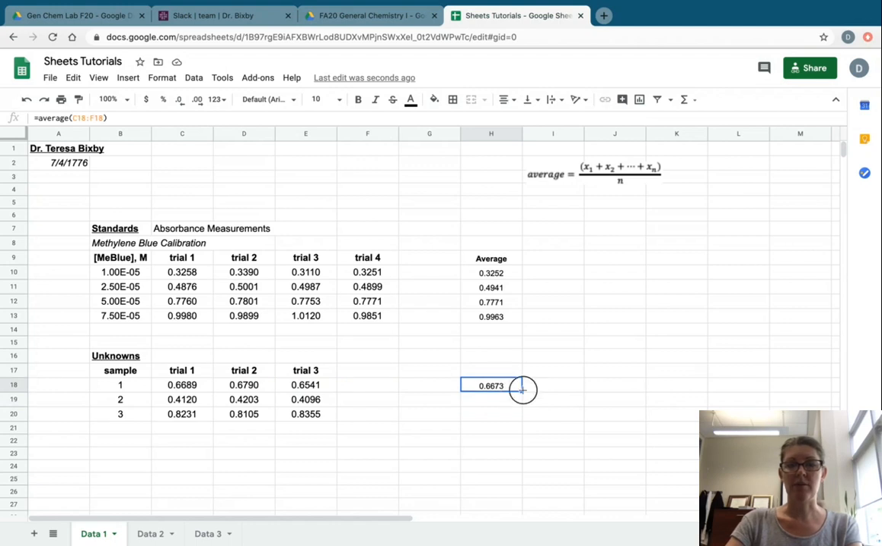Then you can also copy this down, and now you have your average values for all of your trials, your standard solutions, and your sample solutions.